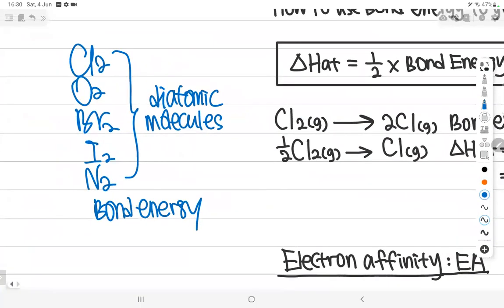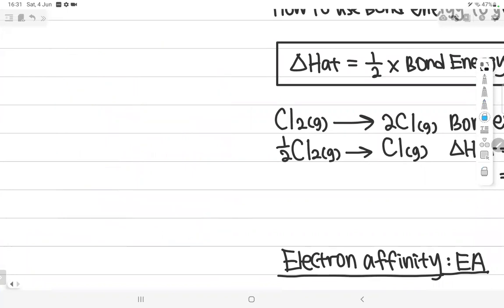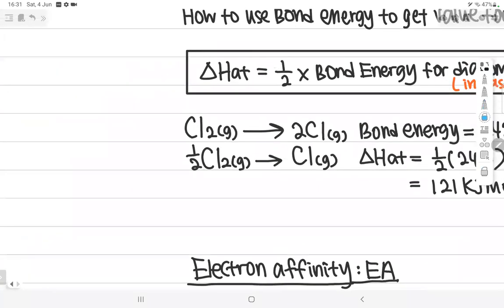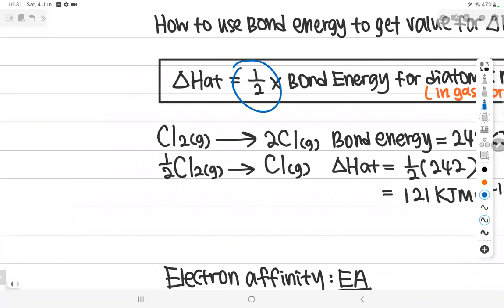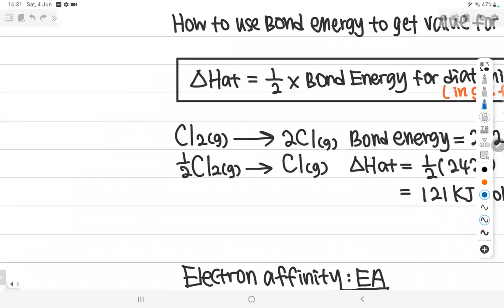Why can we multiply by half? Why multiply by half, Mr. Martin? Why not multiply by 3? Why not multiply by 3 over 2? Why not multiply by 5 over 3? Why do we multiply by half? The idea is very simple. So let's do some simple mathematics.